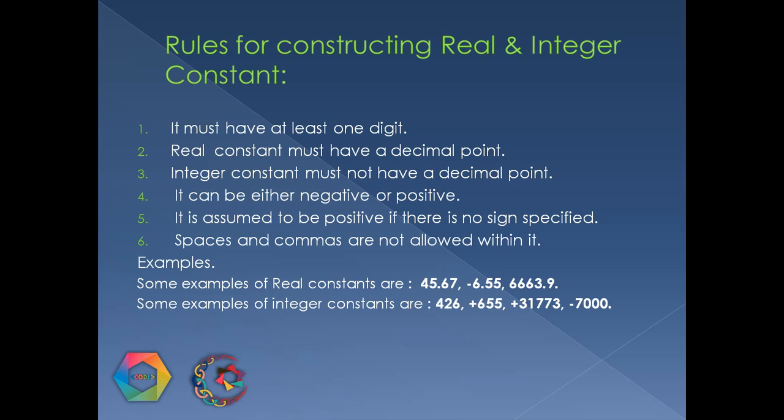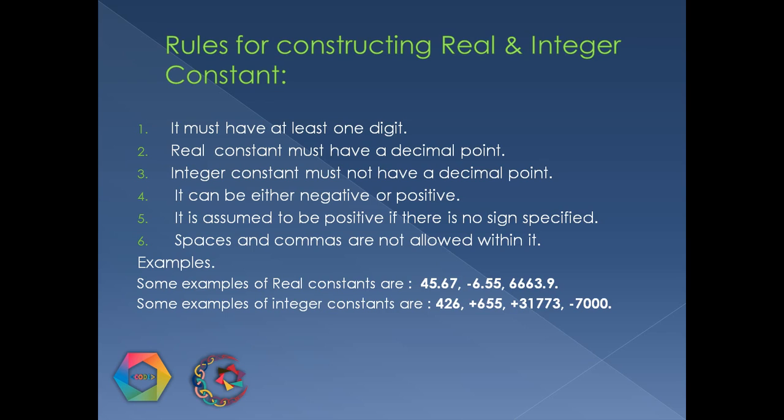Because if you don't assign it any value, it is going to have a garbage value in it, which can cause problems or bugs in your program while running, or sometimes it won't compile. Rule number 2 is that real constants must have a decimal point in them, because we are talking about real numbers.